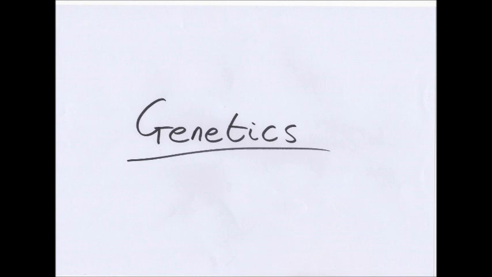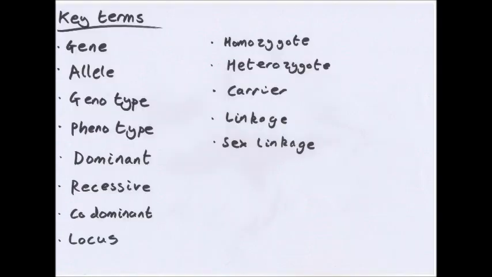Now this is often described as one of the more confusing sections of biology A2, so I hope this all makes sense. Firstly, key terms. There's a lot of them, and I couldn't write them all down, so I've just left the key term and I'll explain it.